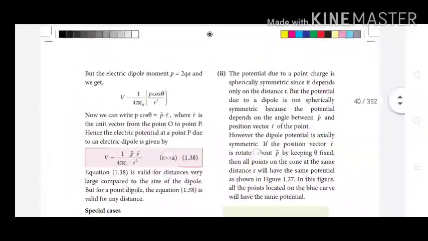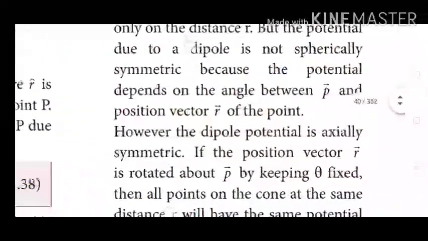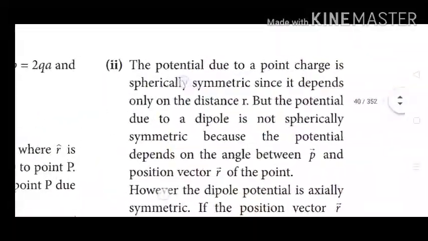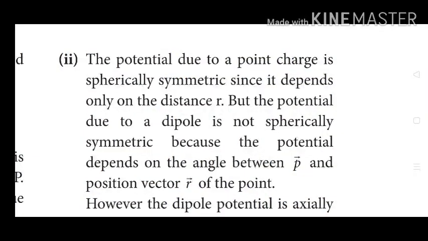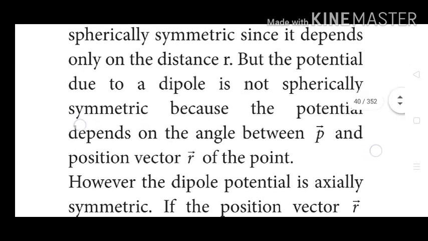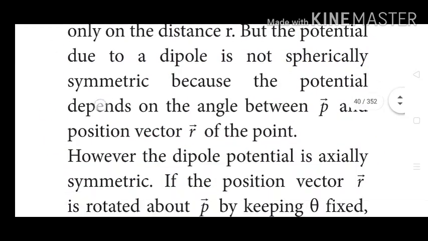So the next is second point. The potential due to a point charge is spherically symmetric, since it depends only on the distance r, but the potential due to a dipole is not spherically symmetric because the potential depends on the angle between the P vector and the position vector r of the point. However, the dipole potential is axially symmetric.